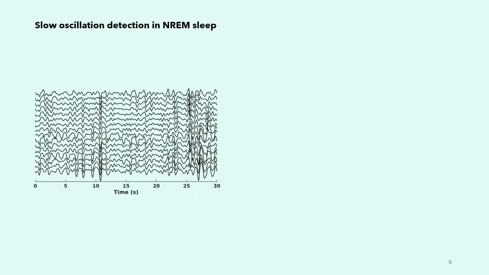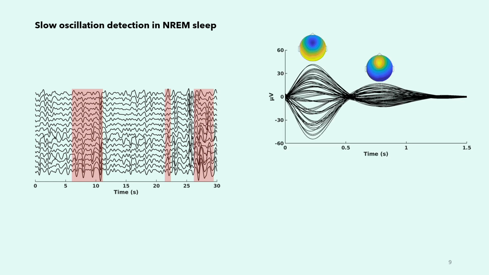So after basic preprocessing, we attempted to isolate the slow oscillations in our signal using standard criteria. This gave us the average slow oscillation waveform, having the characteristic frontal polarity. And for this reason, we chose for this study to focus only on the frontal electrodes. So any results that you see will be the average over all these frontal electrodes that we focused on.